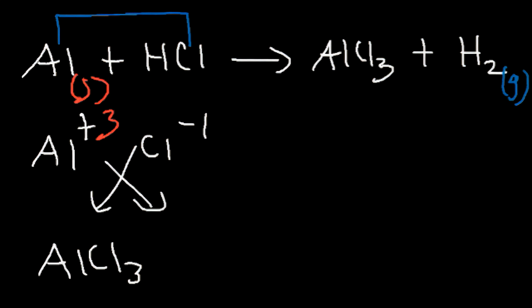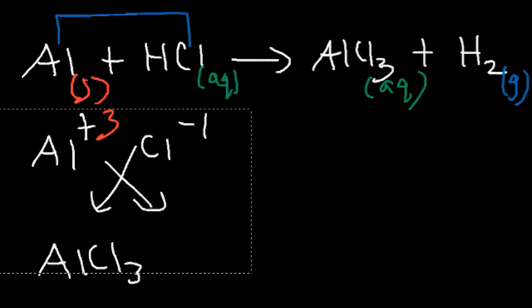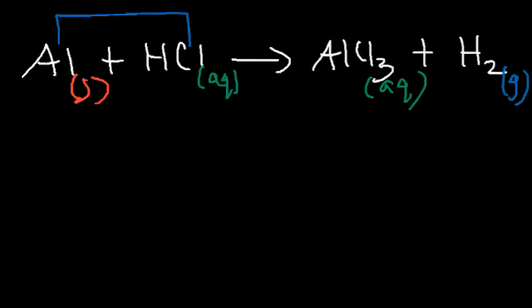Aluminum is a solid. HCl is aqueous, which means that it's dissolved in water. Aluminum chloride will also be in the aqueous phase. So in this reaction, we're placing a solid chunk of aluminum in a solution of HCl, which means the HCl is mixed with water. So whenever you see AQ, that means that it's dissolved in water.